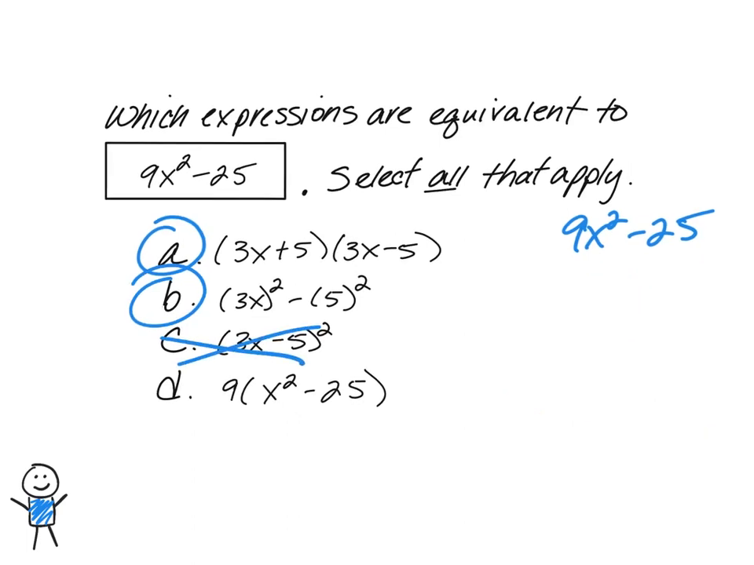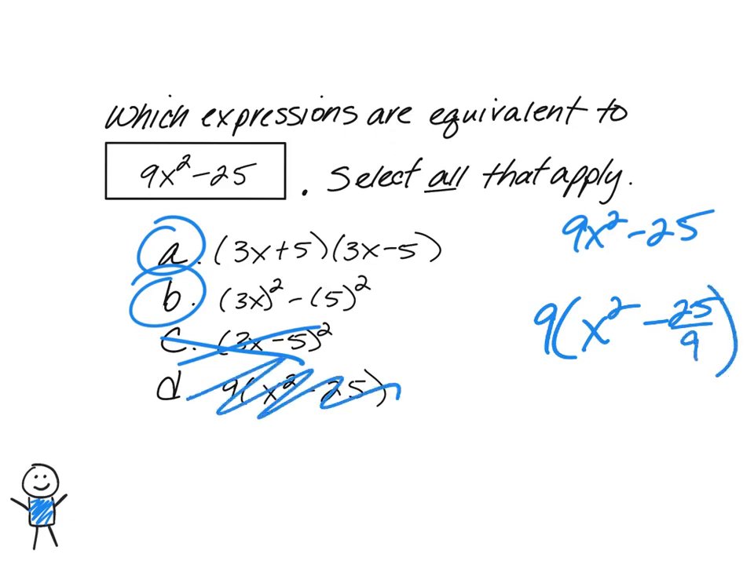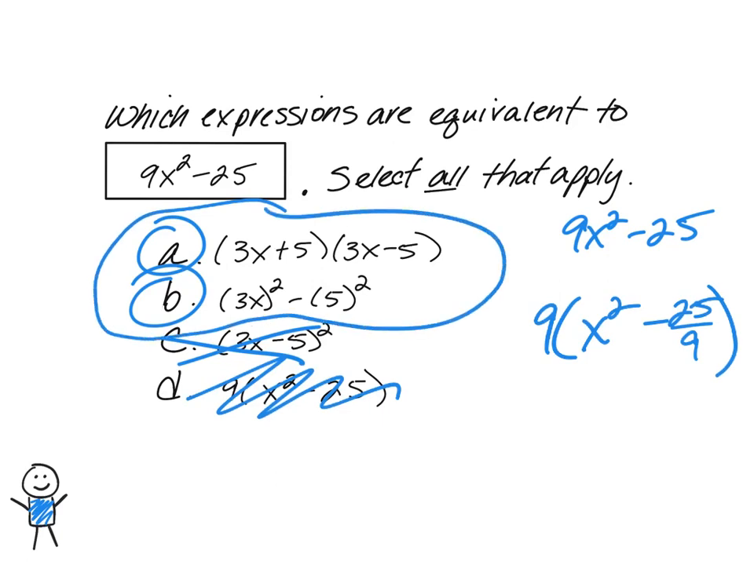And answer choice D looks like they tried to factor out a 9, which could work, except you can't factor out a 9 from 25 without leaving it as a fraction, and they did not do that in the answer choice there. So the two equivalent functions are A and B.